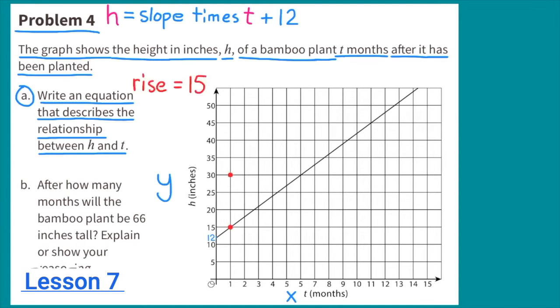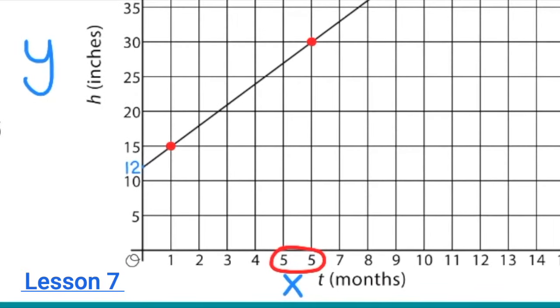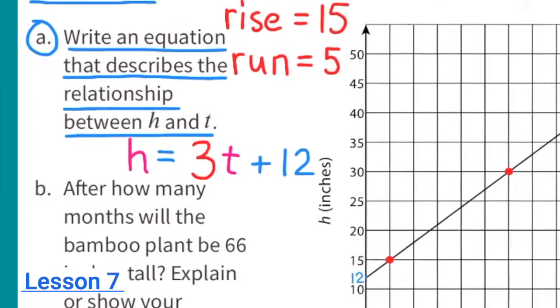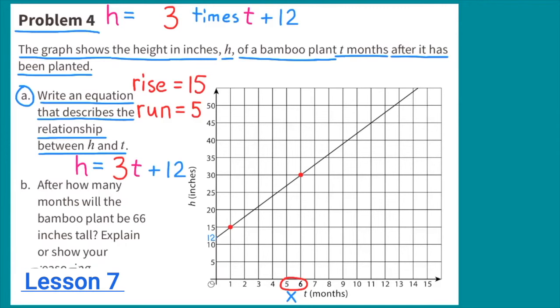Since the rise is 15, counting by 5s, and the run is 5, counting by 1s, the slope is 15 over 5, which is the same thing as 15 divided by 5, or 3. Now I just noticed a misprint down at the bottom of this graph in t months. It says 5, 5 when it should say 5, 6, so I'll fix that. I'll substitute the slope for 15 over 5, or 3, and now the equation reads h equals 3 times t plus 12. The equation that represents the relationship between h and t is h equals 3t plus 12.